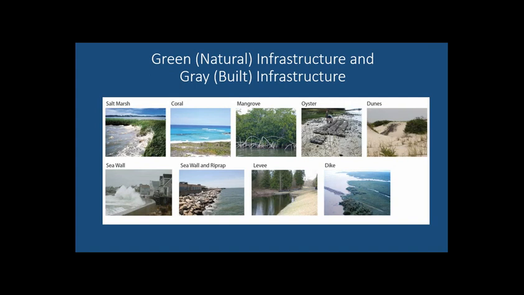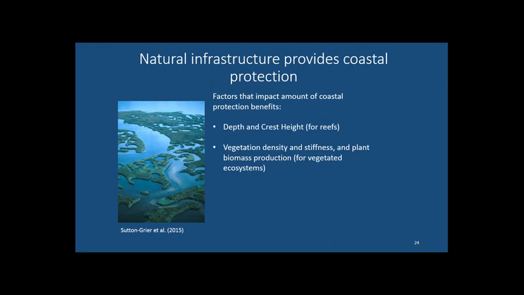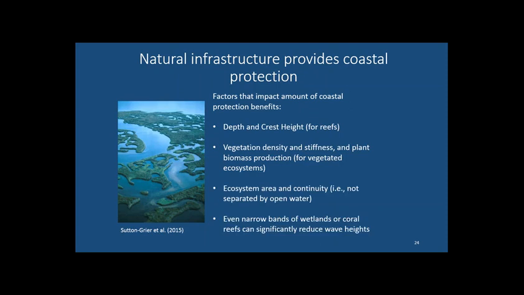But when this conversation started happening about 2 years ago, my leadership at NOAA turned to me and said, well, I want to be able to talk about this, but how do we know what we can really say that natural infrastructure can do? And so that led to a massive literature review trying to understand what can we really say about the storm and erosion protection that these ecosystems provide. And so this paper came out this year, and we determined that factors that impact the amount of coastal protection benefits include things like the depth and crest height for reefs, the vegetation density and stiffness and the plant biomass for vegetated ecosystems. The ecosystem area and continuity of the ecosystem also matters.